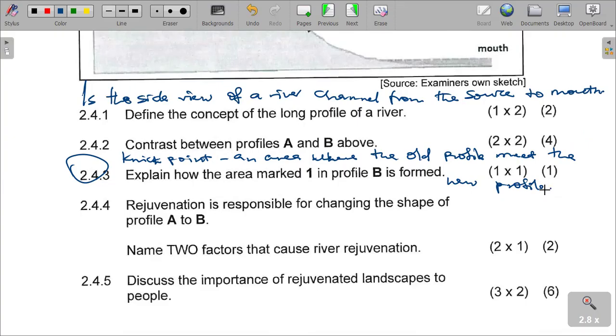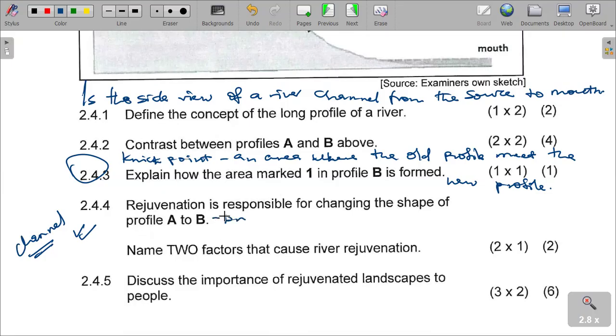And then 2.4.4, rejuvenation is responsible for changing the shape of profile A to B. Name two factors that cause river rejuvenation. It is also well covered on the channel, please, class. Look also and check on the channel. It is also covered: river rejuvenation, causes of river rejuvenation, landforms that are formed when a river rejuvenates and so forth. So name two factors that cause river rejuvenation. It is caused because of what?